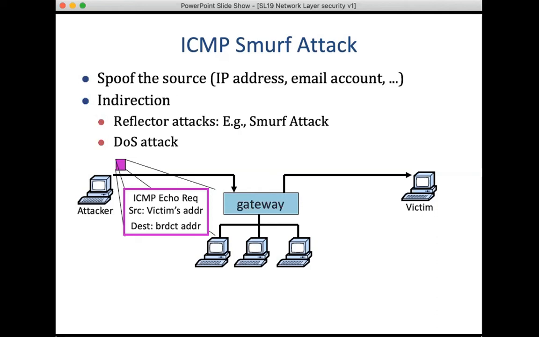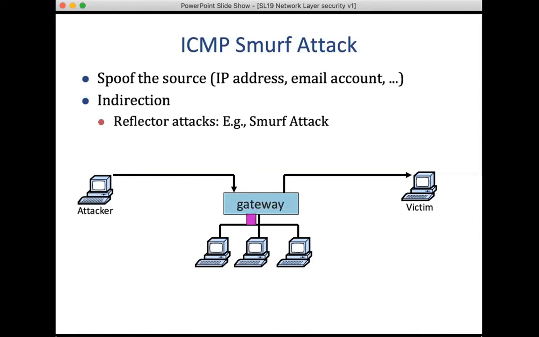So the ICMP echo request will have the victim's address as the source address, and the destination address is the broadcast address. The attacker will create an ICMP packet with the source IP address as the victim's address and the destination address as the broadcast address, right? So this ICMP echo message, this kind of ping message, will go to all these machines.